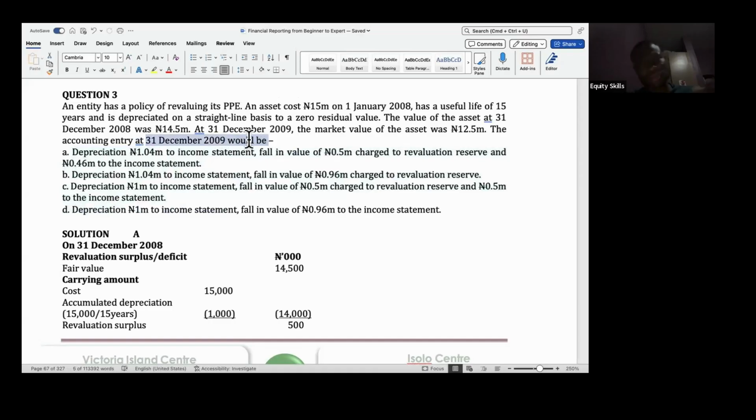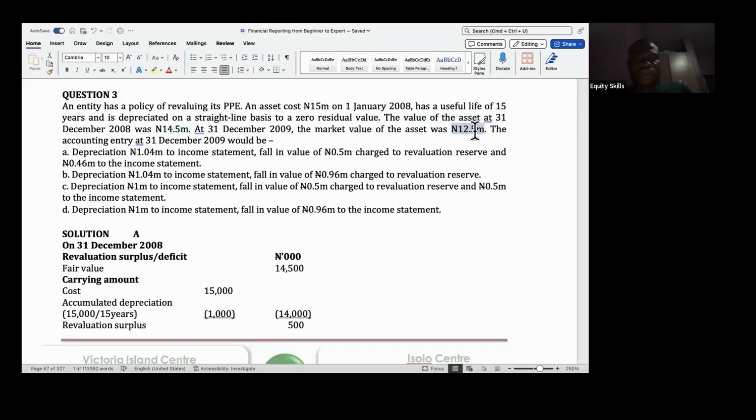So again, there's a history. It started from somewhere. They bought this asset in 2008 at the cost of 15 million. The useful life is 15 years. They use a straight line method, 0 residual value. And the value of the assets as of 2008 is 14.5 million, meaning that they revalued the assets in 2008. They also revalued it in 2009 for 12.5 million. Okay. So that means here they want us to do revaluation.